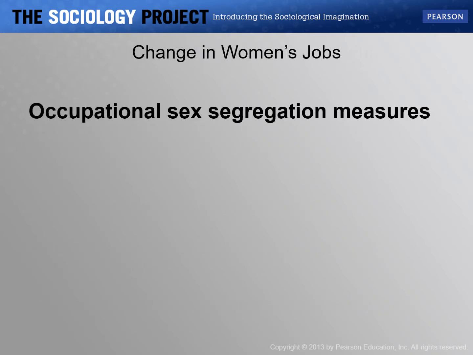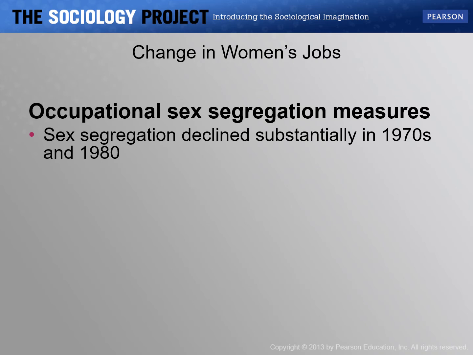There's even changes in women's jobs. There used to be occupational sex segregation, where women would be stuck as secretaries or working in what they used to call a pink ghetto. Well, that's changed dramatically. Sex segregation declined substantially in the 1970s and 80s. There was a famous movie done in the 80s called 9 to 5 that starred Dolly Parton, and it was about women working in a secretarial pool. That would not probably happen today. And if it did, there'd probably be complaints about it. This decline has been slower ever since then, but it's still declining.